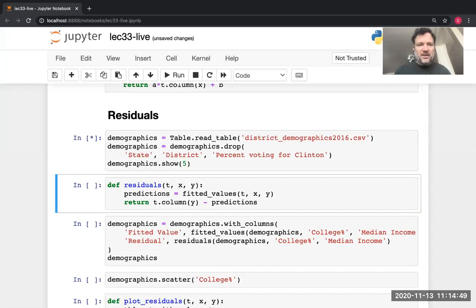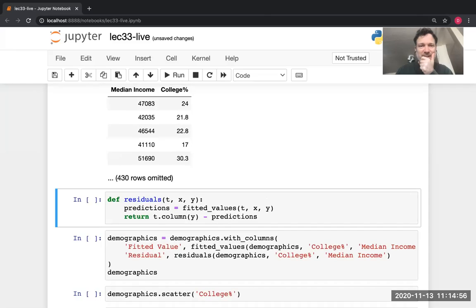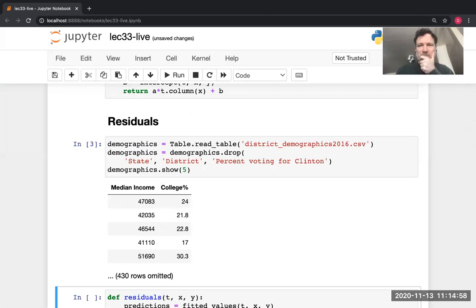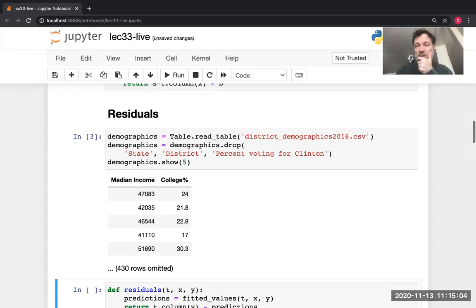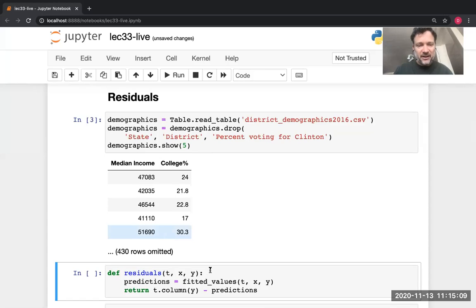So we're going to work with this data set that has information about congressional districts in the 2016 election, showing in each district the median income in that district and the percent of people who voted for Clinton. I wasn't able to get an updated version of this for this 2020 election, so we're working with this older data set.